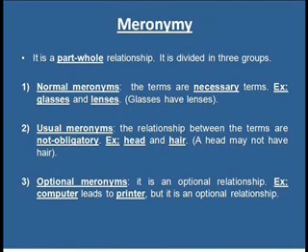Glasses have lenses. The second group would be usual meronyms, where the relationship is not obligatory. For example, head leads to hair, but not necessarily, because a head may not have hair. The third group would be optional meronyms, an optional relationship. For example, computer leads to printer, but it's an optional relationship.